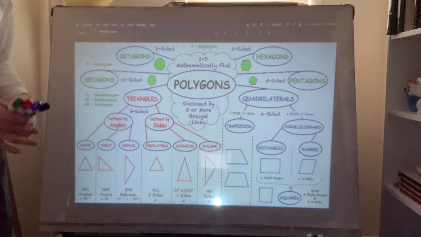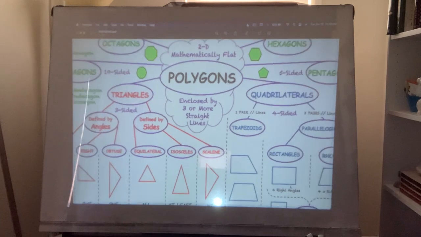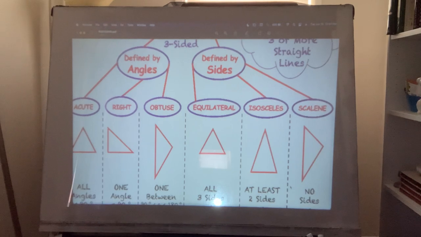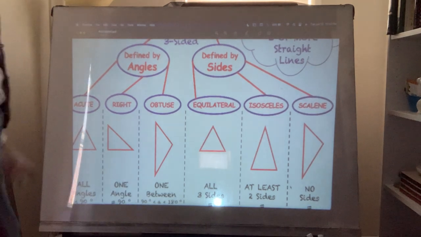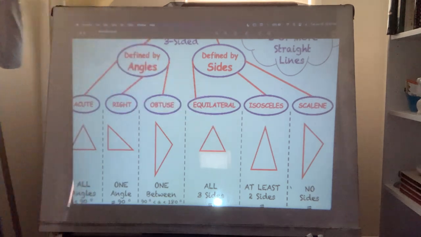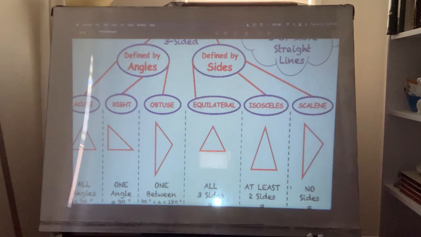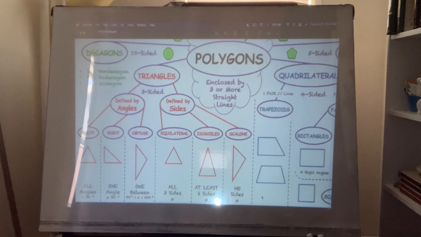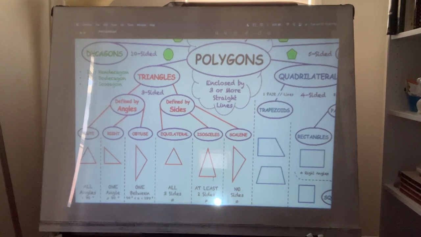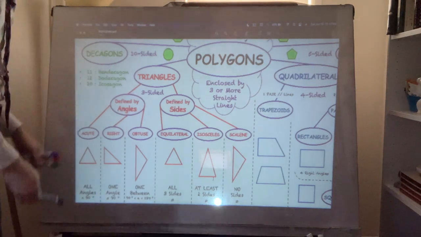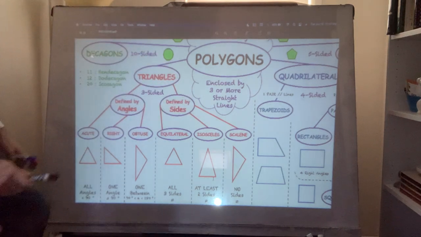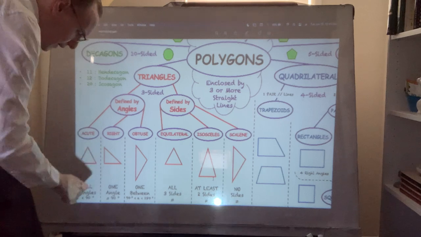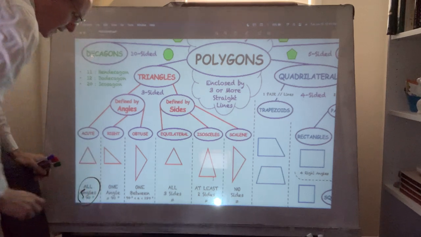Now, when it comes to triangles, let me just zoom in on this. You could define a triangle either by its angles or its sides, which is why there are so many names for triangles. There's six of them, right? Some are kind of an overlap. In other words, a triangle could be simultaneously meeting two conditions. Anyhow, let's start with this, and we'll work our way left to right. If you're defining a triangle by its angles, and there would be three naturally, all of them would be less than 90 degrees.